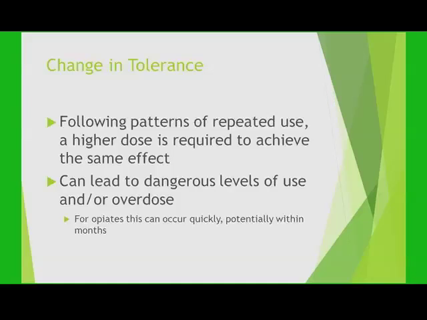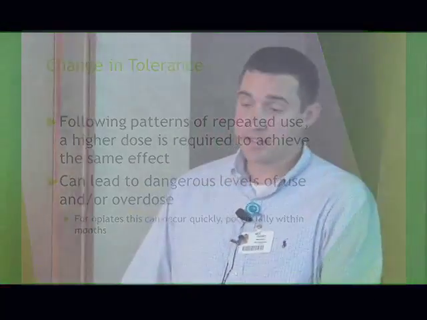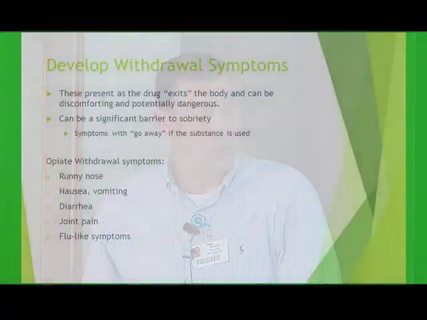So one of the first symptoms that really speak to the addictive nature is the change in tolerance. So following patterns of repeated use, a higher dosage is required to achieve the same effect. This can lead to dangerous levels of use and or overdose. Specifically for opiates, this can occur very, very quickly, potentially within a couple months, and can, again, lead to the overdose. So if someone's lethal dosage is here and they first start using here, their tolerance will continue to increase until they start to flirt with that lethal dosage, which leads to overdose. And as was mentioned before, if you don't know what you're taking, you can cross that threshold of lethal dosage pretty quickly.